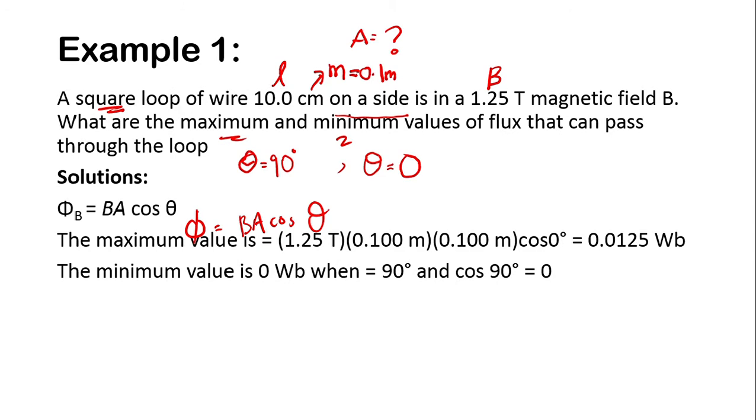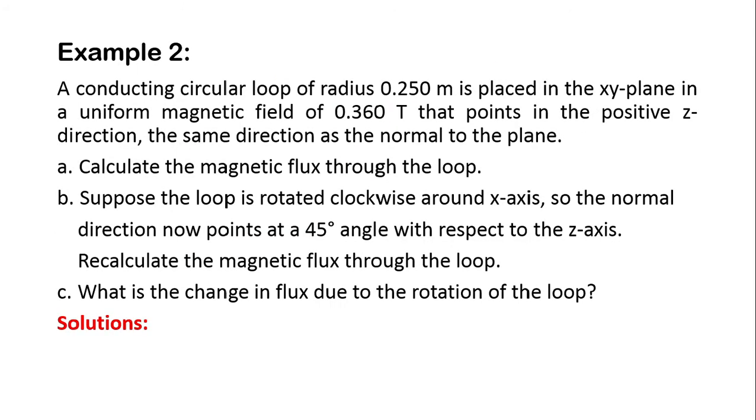Okay. So kat sini dia kata example number 2, a conductive circular loop of radius 0.25 is placed in the xy plane in a uniform magnetic field of 0.36 Tesla. Okay, so dia bagi kat sini adalah R, B, that points in the positive z direction.